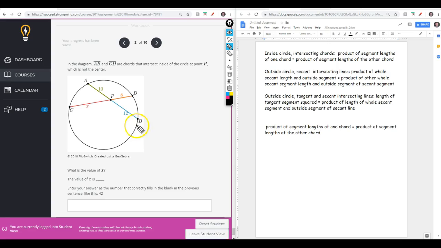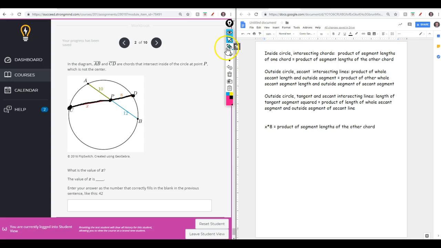So first I've got to identify the segment lengths of one chord. C to D is one chord, so the segment lengths would be x, because it's intercepting right here at P. So that's one segment, and from P to D is the other segment. The product means multiplying, so we would have x times 8, since those are the lengths of each of those segments.